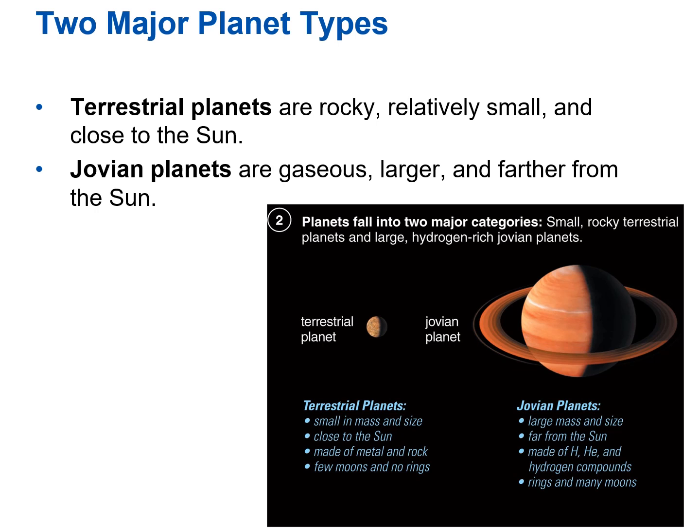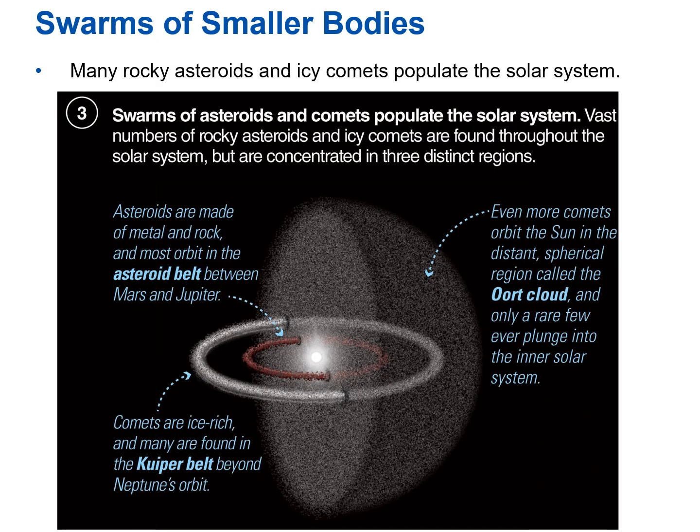We see in the solar system two major planet types, the terrestrial planets and the Jovian planets. You've already learned about those. Make sure you understand and know the characteristics between those. We also see in the solar system swarms of smaller bodies. There are many rocky asteroids and icy comets that populate the solar system, and we will talk much more about these asteroids and comets and these smaller bodies in chapter 12.